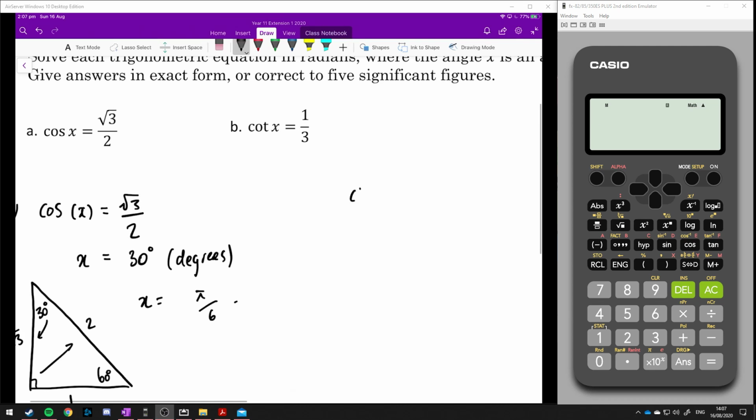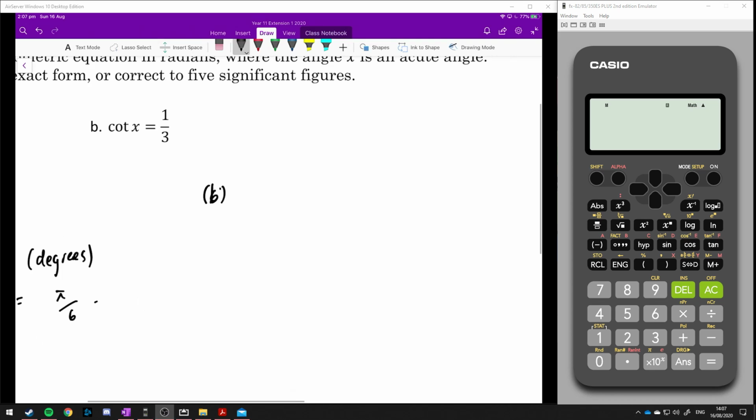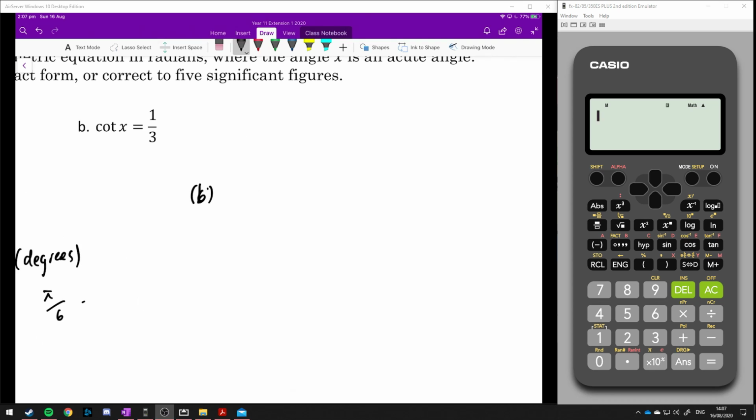Now cot is a little bit different. So cot x is equal to a third. You can also use your calculator to solve these ones. So cot of x is equal to a third. It's the same as saying 1 on tan of x is equal to 1 on 3, which is the same as saying that tan of x is equal to 3, by just taking the reciprocals of both sides.